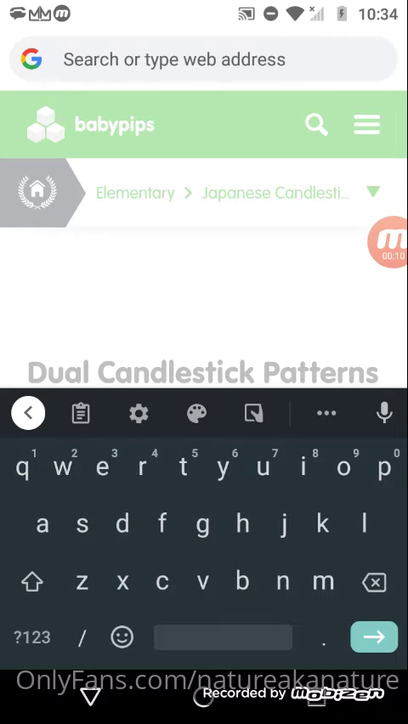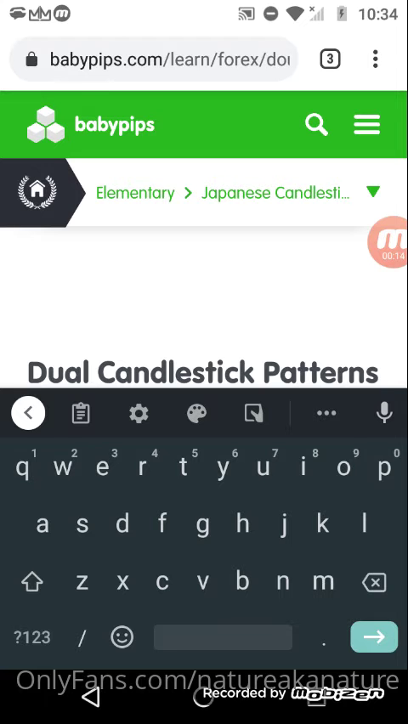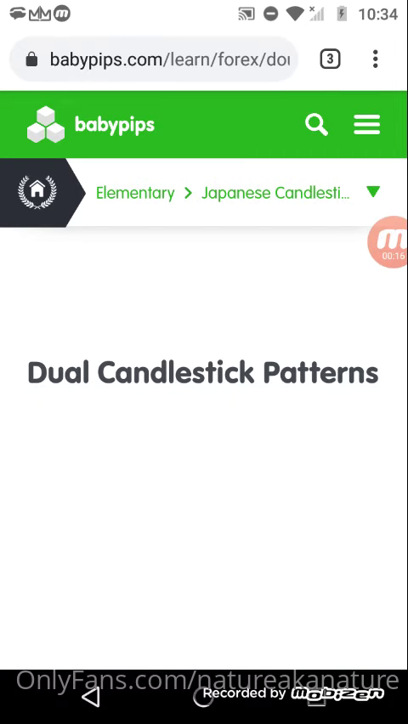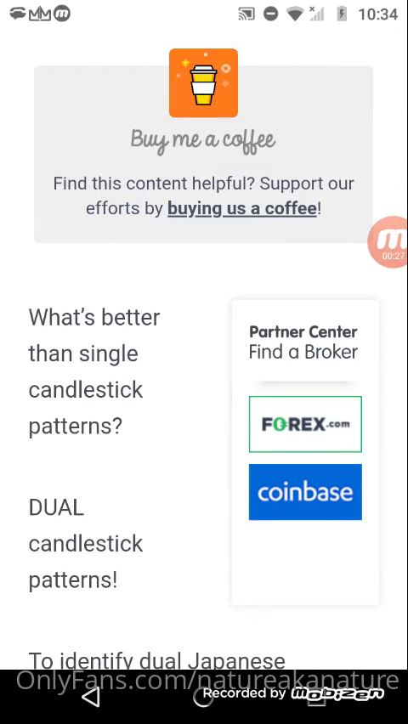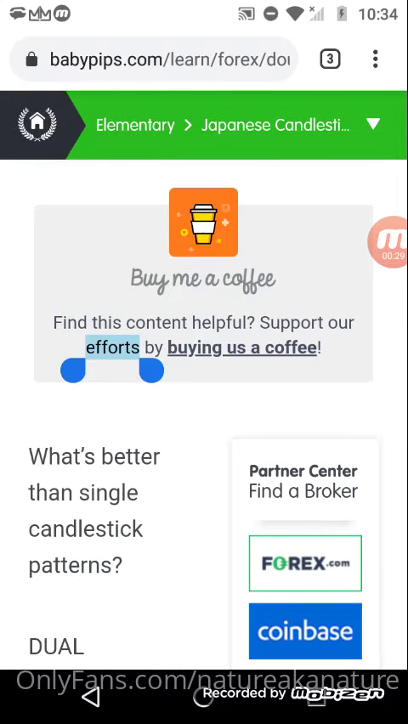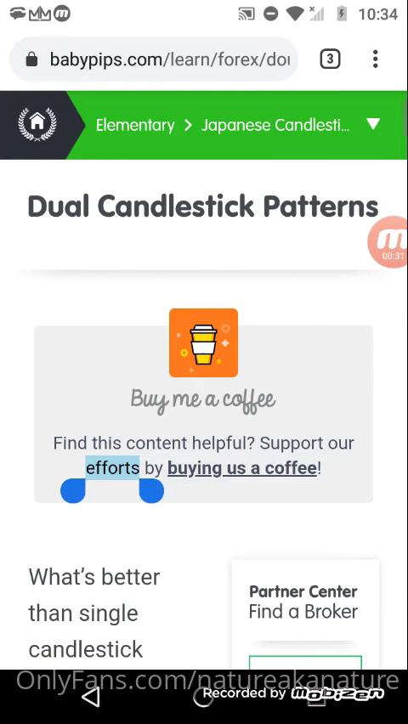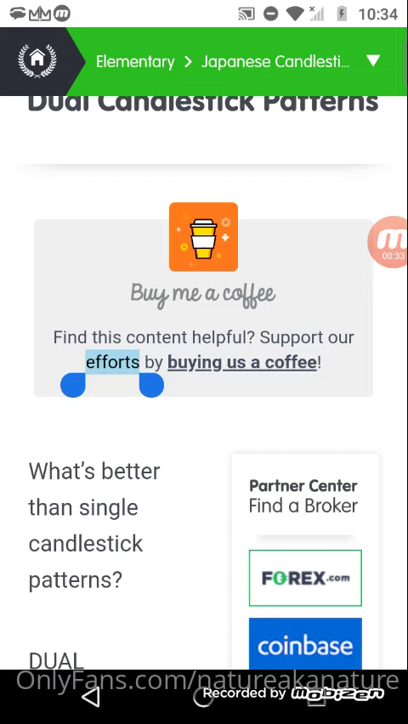Another video on dual candlestick patterns. Like I said in the other video, we just went over dual candlestick patterns, so this is like part 2 of that. There's one more dual stick pattern that you're going to see, which is the bullish engulfing and the bearish engulfing. We already ran over that, so make sure you check that out in another live.